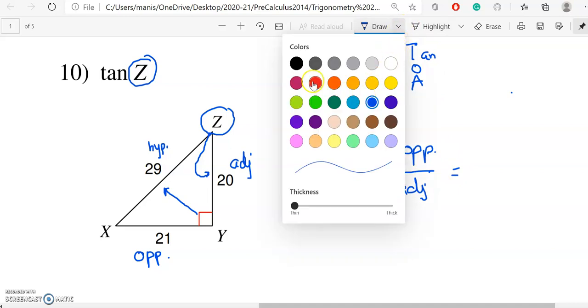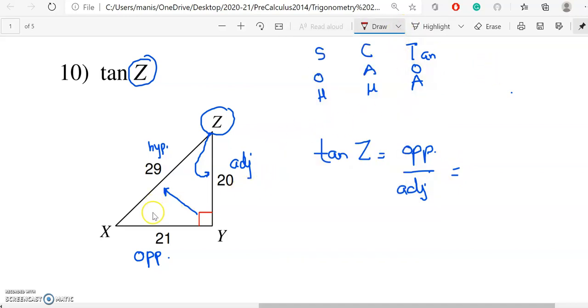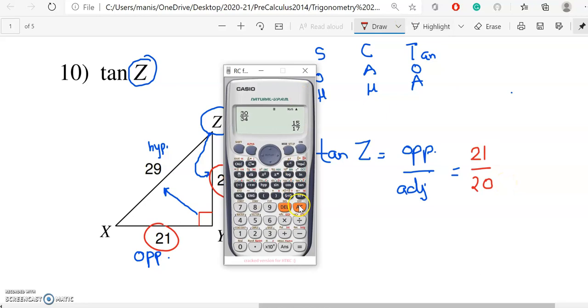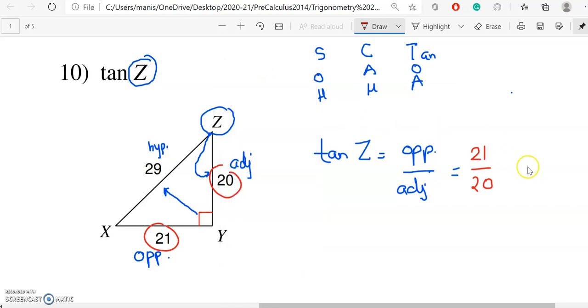Now, the opposite side is what? 21. Adjacent is what? 20. So I'll write my answer 21 over 20. But I have to check whether this is in simplest form or not. So I pulled my calculator over here. This is the fraction button. 21 over 20. So it gave me the same answer. This means it is in simplest form. So this is my answer, 21 over 20.